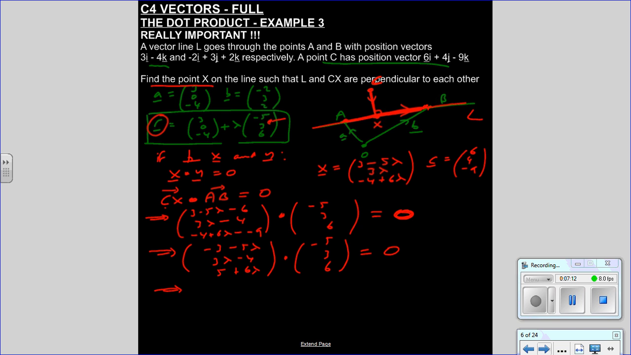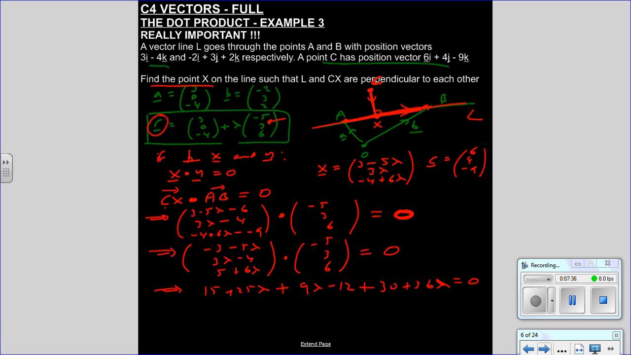So minus 3 times minus 5 is 15. Minus 5 lambda times minus 5 is plus 25 lambda. Plus 3 times 3 lambda is 9 lambda. Minus 4 times 3 is minus 12. Plus 6 times 5 is 30. 6 times 6 lambda is 36 lambda equals 0.